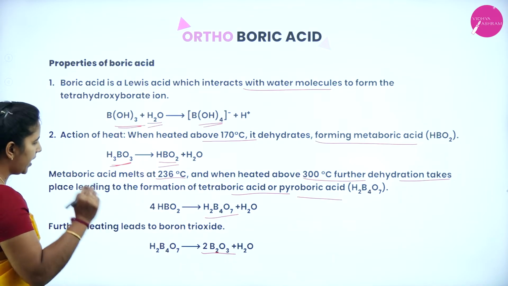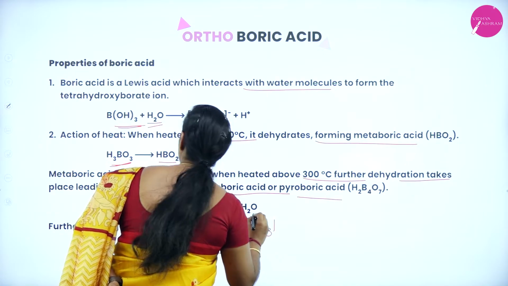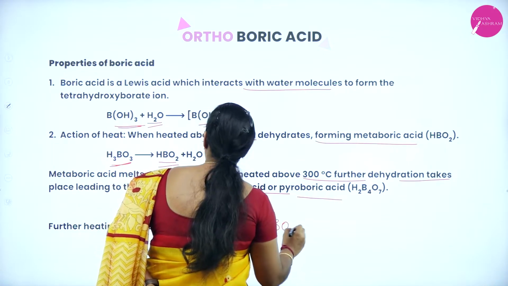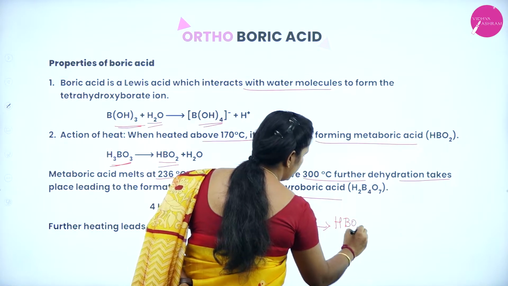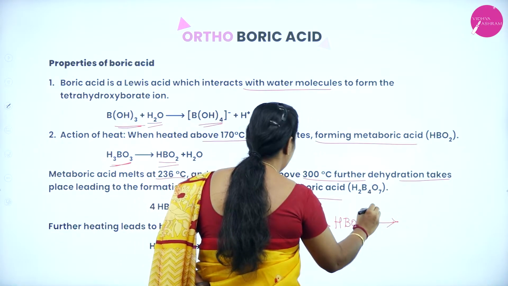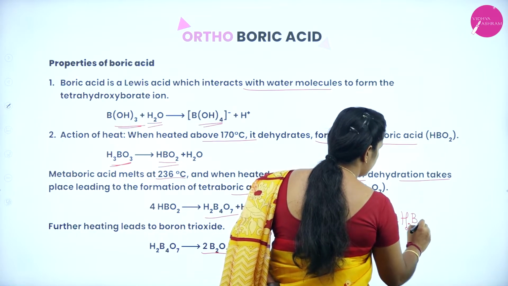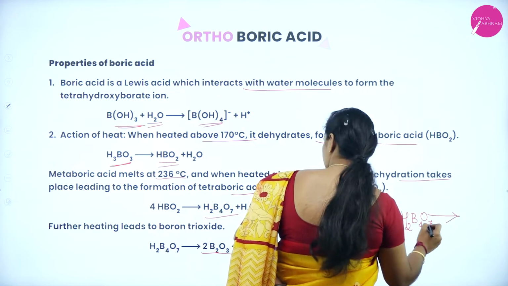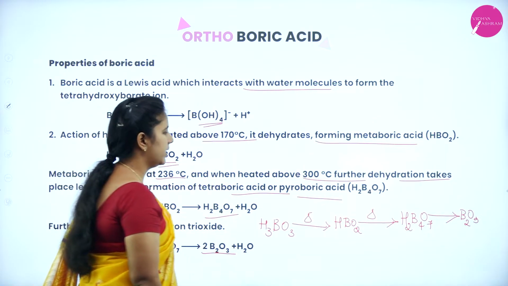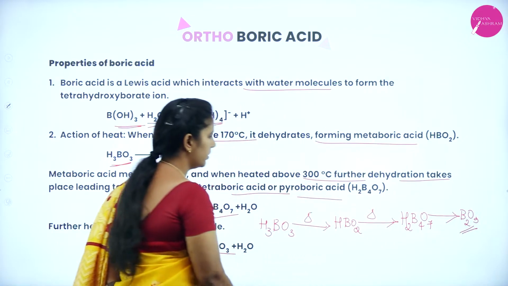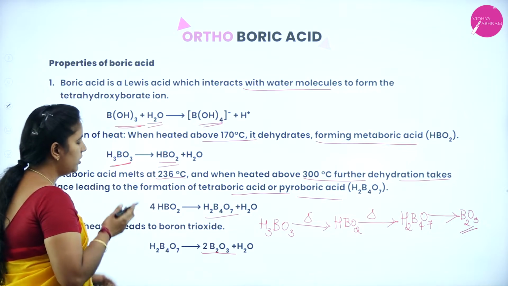You can rewrite that entire reaction in a single step also. So I'll show you here. H3BO3 upon heating gives rise to HBO2, which upon further heating gives rise to tetraboric acid, that is H2B4O7, which upon further heating gives rise to boron trioxide. So this is the boron trioxide which is formed. So this indicates that it can easily undergo heating to give boron trioxide.